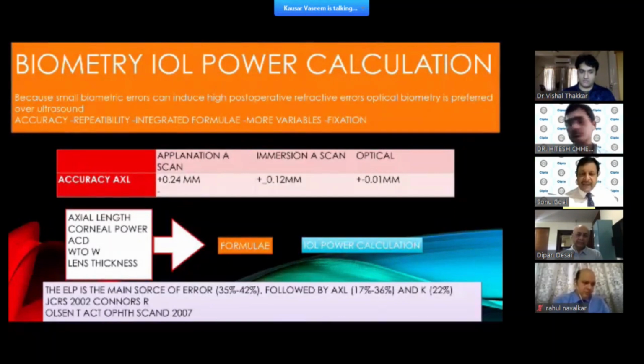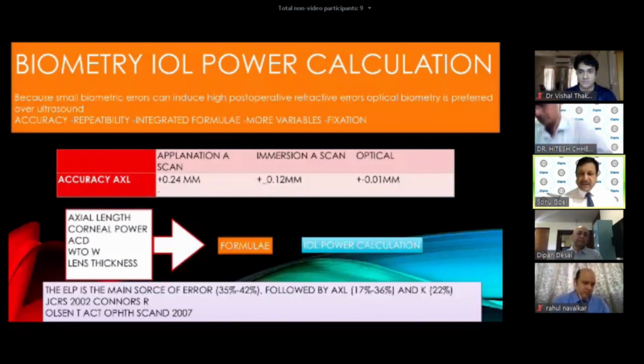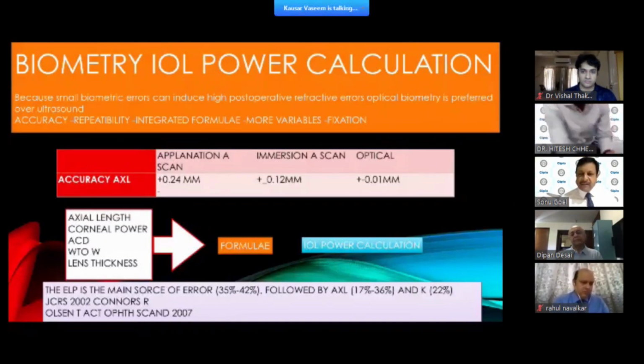If you look at the accuracy of the axial length calculation by different mechanisms, the applanation gives you close to plus minus 0.24 millimeters. So that means there is always a scope of error of as close to 0.24 millimeters. Vis-a-vis in the immersion A scan, it goes down to plus minus 0.12 millimeters. And with an optical, it is hardly plus minus 0.01 millimeters.